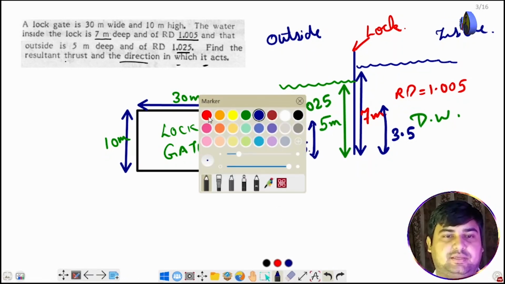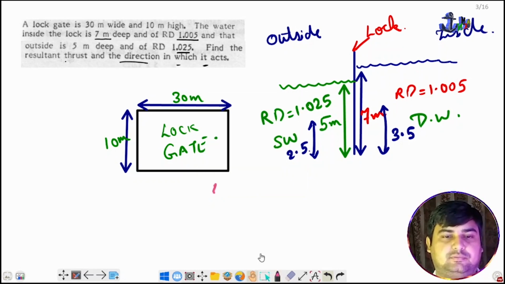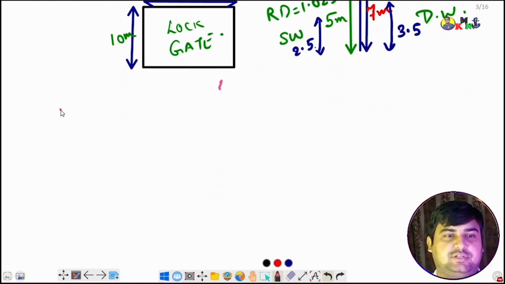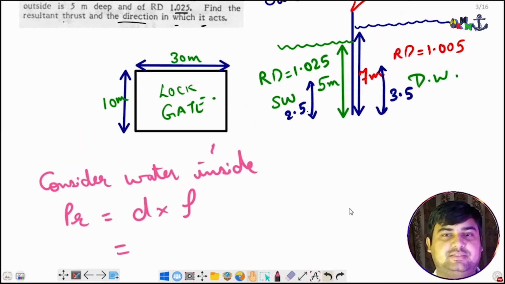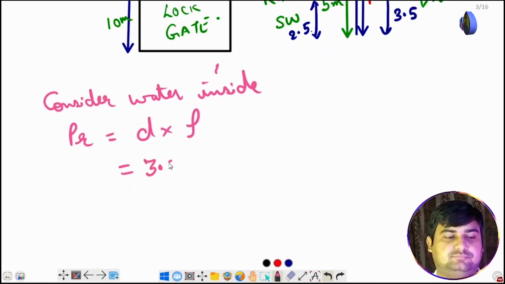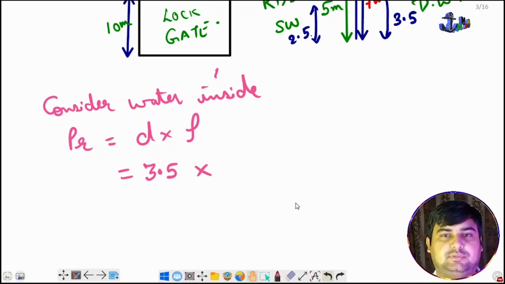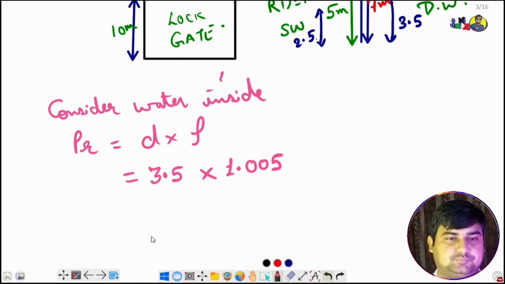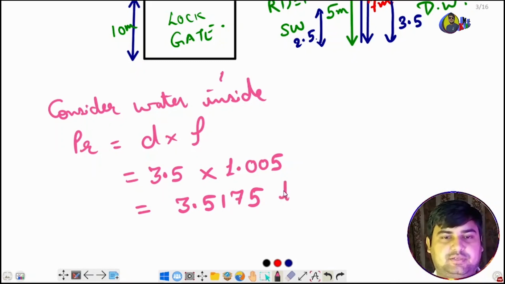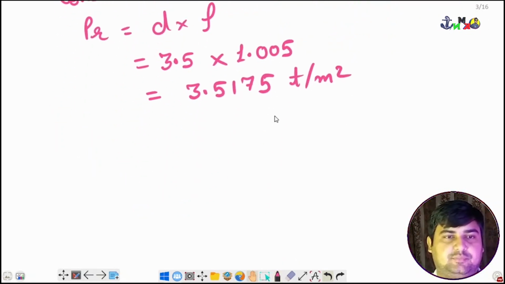So we'll start our calculation now. We will first consider water inside. So inside is how much? Pressure is equal to depth into density. So depth inside we know is 3.5 and density is 1.005. So it will come out to be 3.5175 tons per meter square. So this is the pressure inside, you can say.